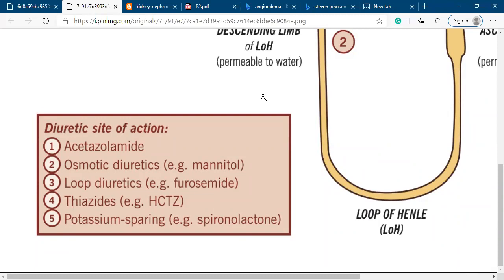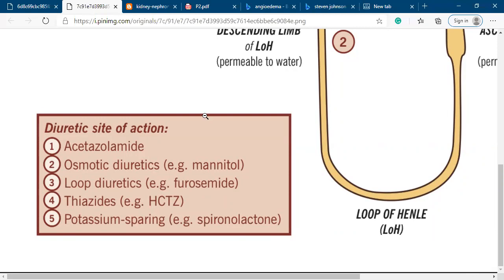Then osmotic diuretics. The osmotic diuretic is called mannitol. We use mannitol if the patient has any kind of brain or cerebral edema. Mannitol is basically used to get rid of water instead of sodium, and it is the best for increased intracranial pressure.